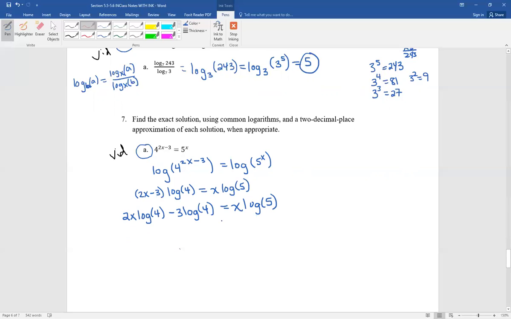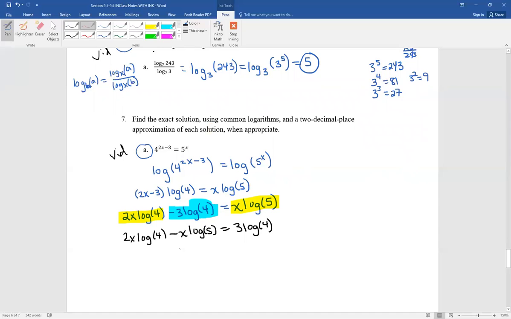Okay, then we're going to get all the x terms on the same side. So notice this term right here has an x. This term right here also has an x. This term does not have an x. I'm kind of color coding them so you can see them. So what we're going to do is add the 3 log 4 over, subtract the x log 5 over, just like we were moving terms in an algebra problem, because this is essentially solving an equation. So if we move the x log 5 over, we're subtracting it. If we move the negative 3 log 4 over, we're adding it.